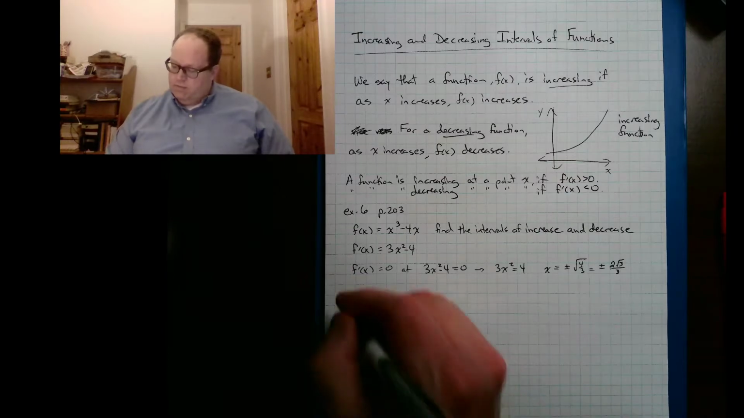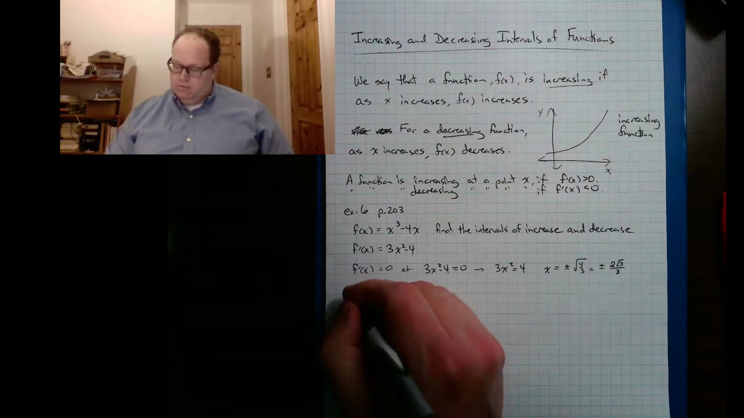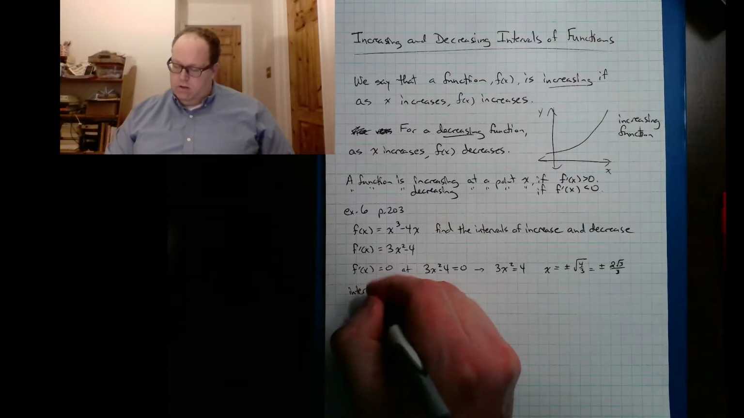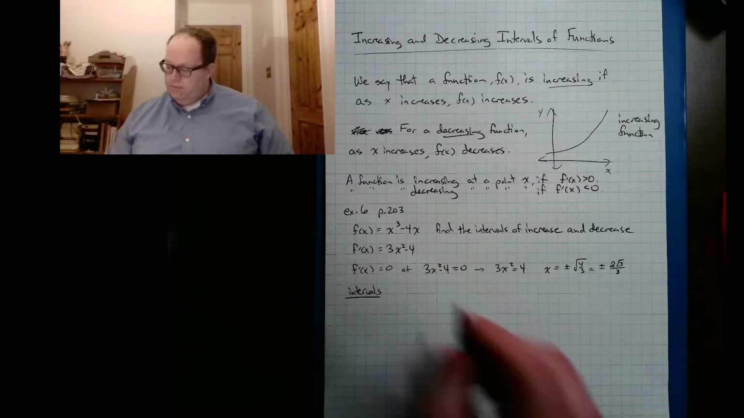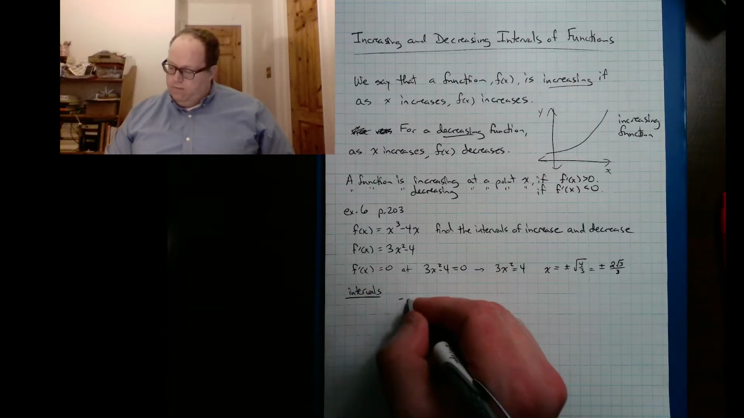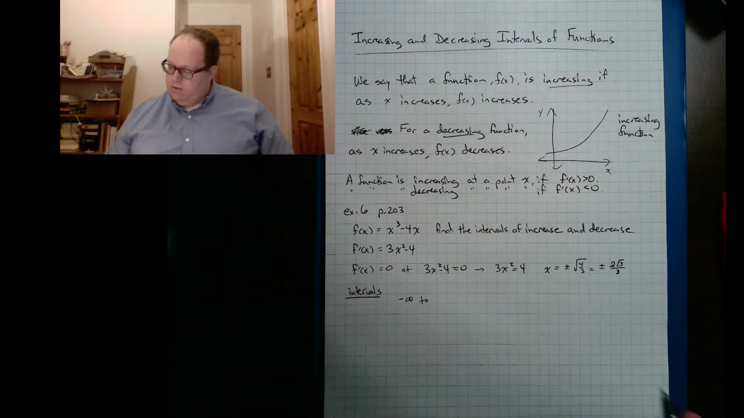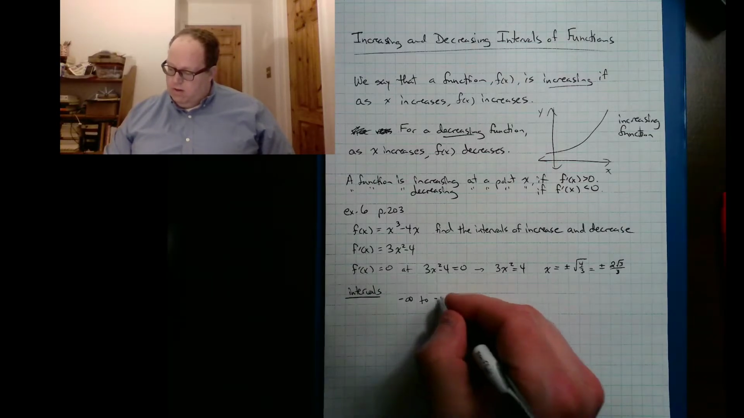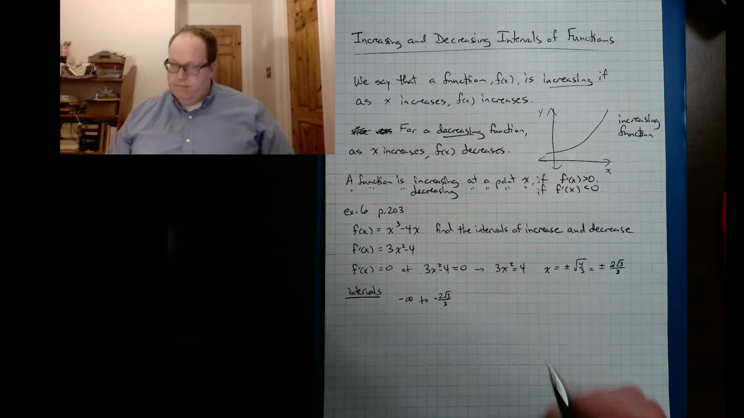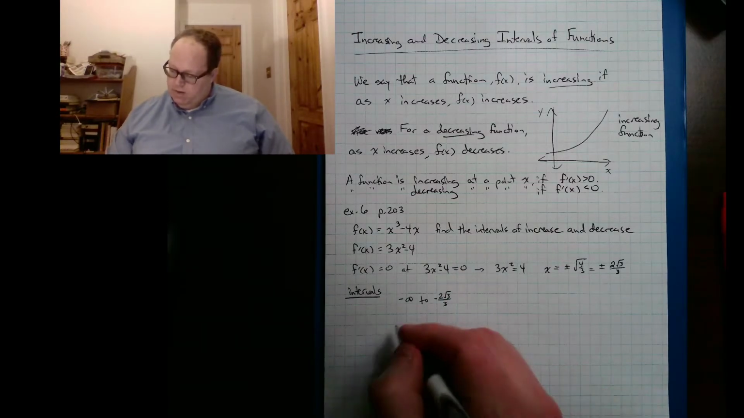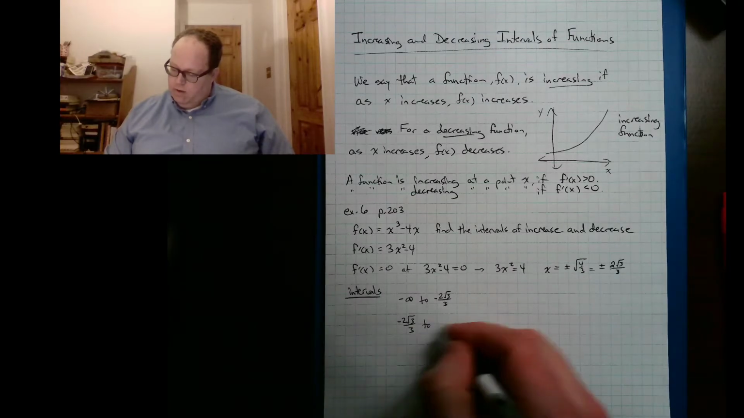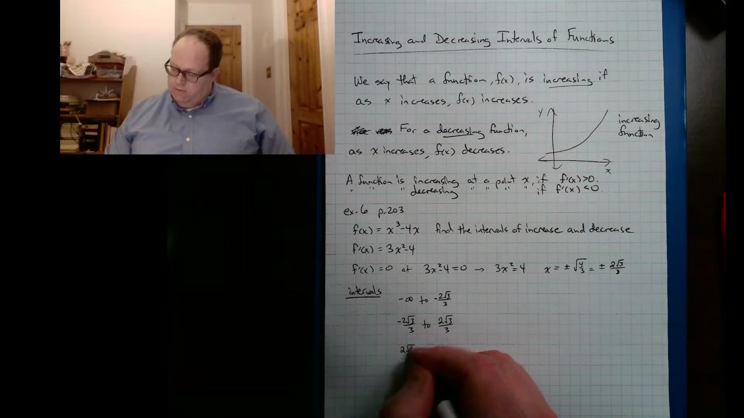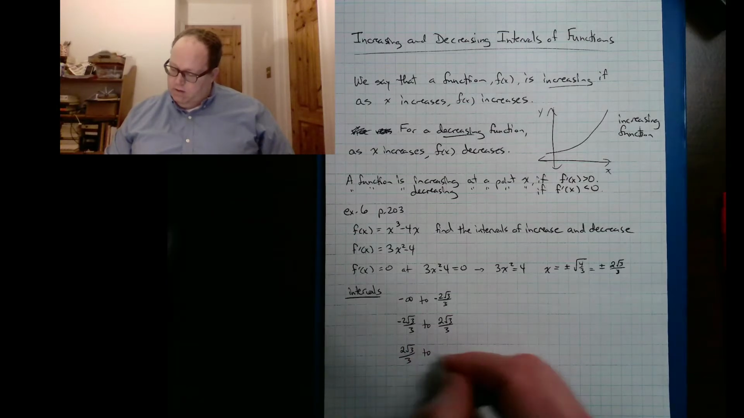So we set up a few intervals. From negative infinity to negative 2 root 3 over 3, from negative 2 root 3 over 3 to positive 2 root 3 over 3, and from 2 root 3 over 3 to infinity.